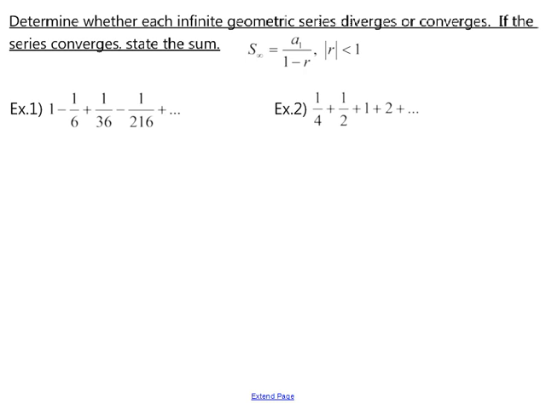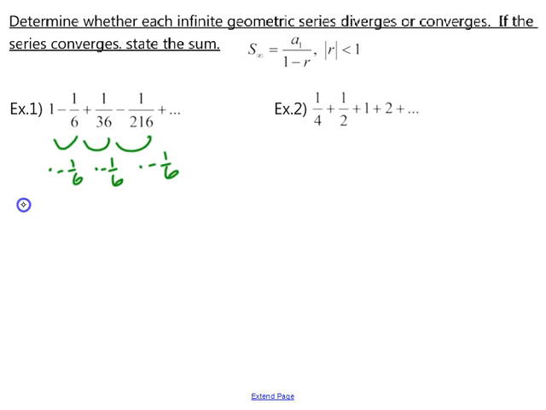In this set of examples, we need to determine whether each infinite geometric series diverges or converges. If the series converges, we need to state the sum. So the first thing we need to do in each example is find the common ratio. From the first to the second term, we multiply by a negative 1/6. From the second to the third, we multiply by negative 1/6. And again, from the third to the fourth, we multiply by negative 1/6.